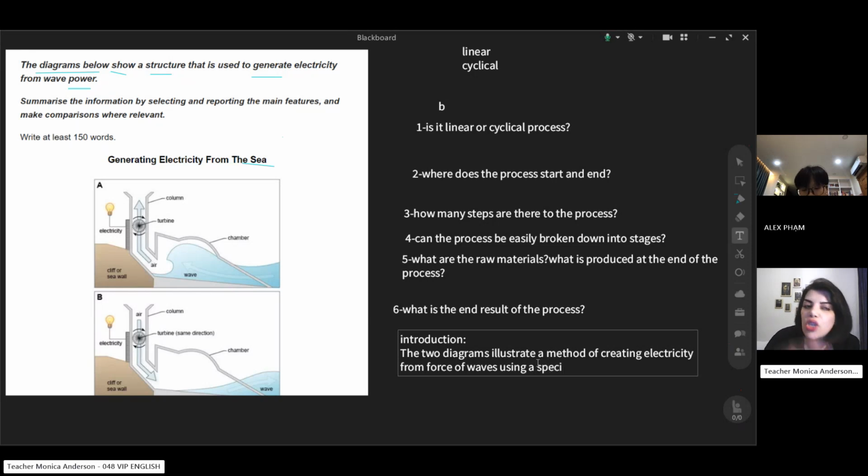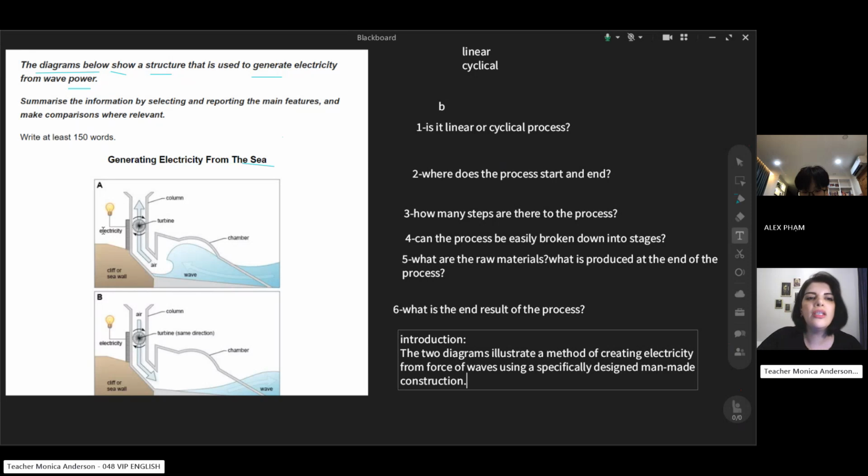So I can say wave using a structure specifically designed and made construction. Construction, like a building, something that is constructed by people. Okay, so we have a structure, and this is man-made.